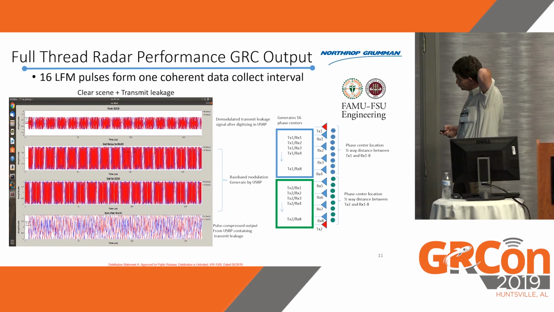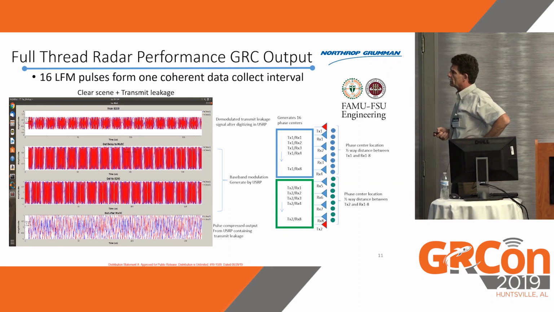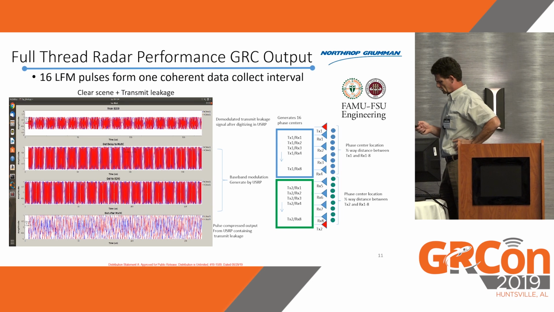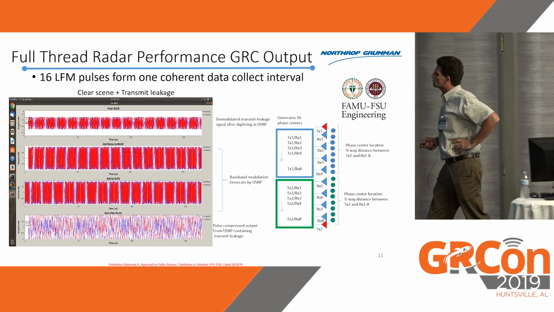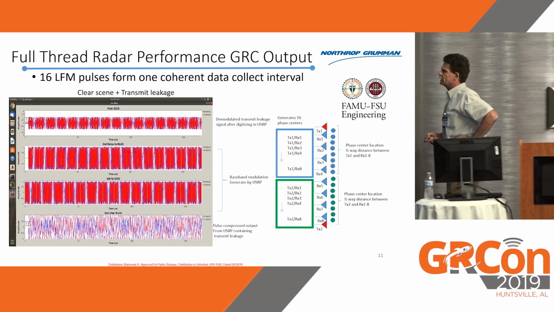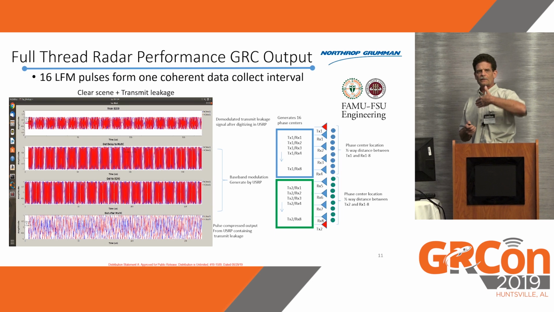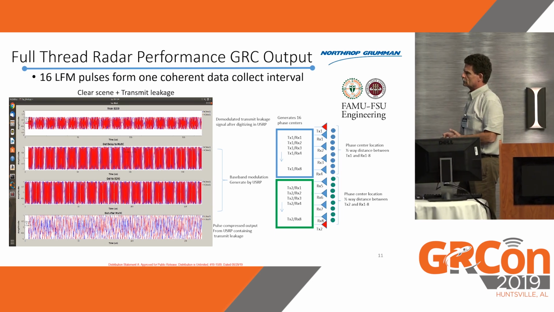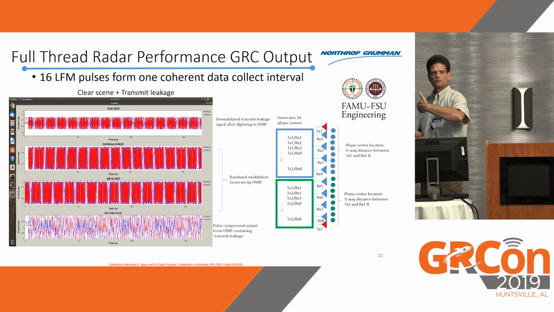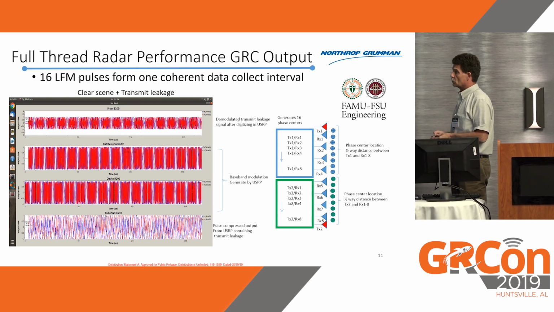So here's an example of the instruments we used to evaluate what was going on. Up here is the demodulated transmit leakage. So this is clear scene and transmit leakage. There's nothing out in the scene, so we're looking at free space. But we get a huge transmit signal because when we transmit, it just jumps over to the receive, and that's what we measure. You're going to receive that, and you can see it's pretty hardy.